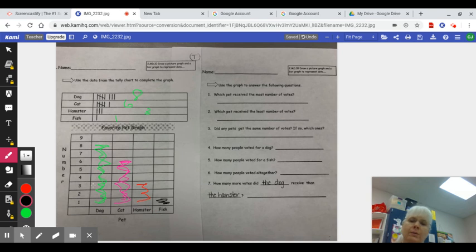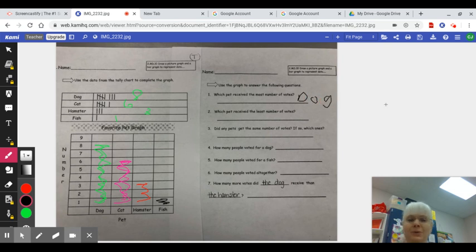Now we're going to use this information, either from the tally chart or the bar graph, to answer the questions on the right. Question number 1 asks, which pet received the most number of votes? If I look at my bar graph, I should be able to see that dog received the most number of votes because dog has the highest bar. So I'm going to write for number 1, dog.